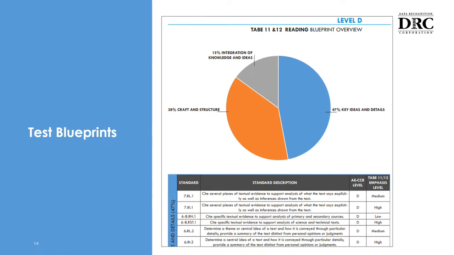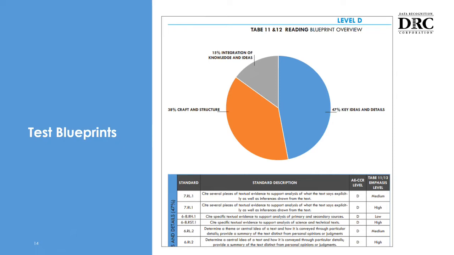So certainly looking at, cite several pieces of contextual evidence to support analysis of what the text says explicitly, that is a high emphasis for level D of TABE. We might see that same standard on level M or level A, but might be going through a review. So it might be a medium emphasis or a low emphasis, but you'll start to notice that the high emphasis areas are the skills that are being emphasized at that specific level.